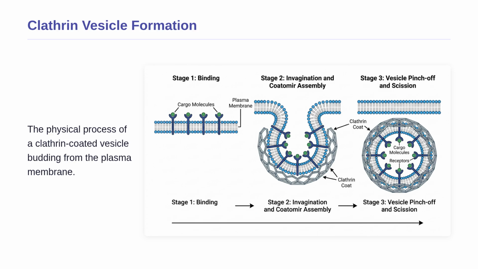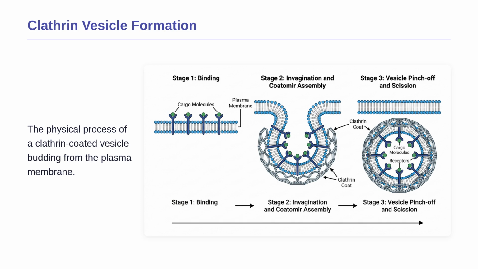Having calculated the math behind these structures, let us visualize the actual biological process. In this diagram, you are looking at the formation of a clathrin-coated vesicle at the plasma membrane. On the far left, notice the flat lipid bilayer. Specific cargo molecules are binding to Y-shaped receptor proteins embedded in the membrane.